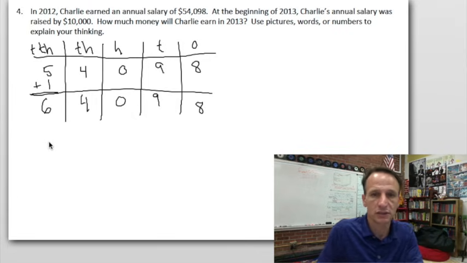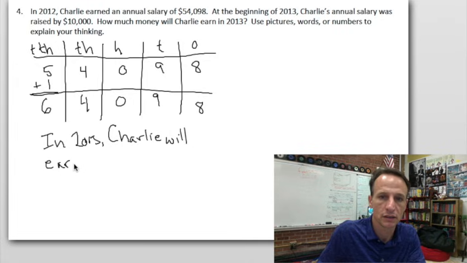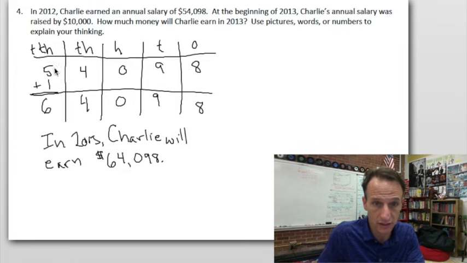And I'll just write myself a little simple statement. In what year now? In 2013. Ooh, that's horrible. 2013, comma. Charlie, lucky guy he is, getting that big raise, will earn, that's right, we need the dollar sign. Don't forget that we're talking about money. $64,098.